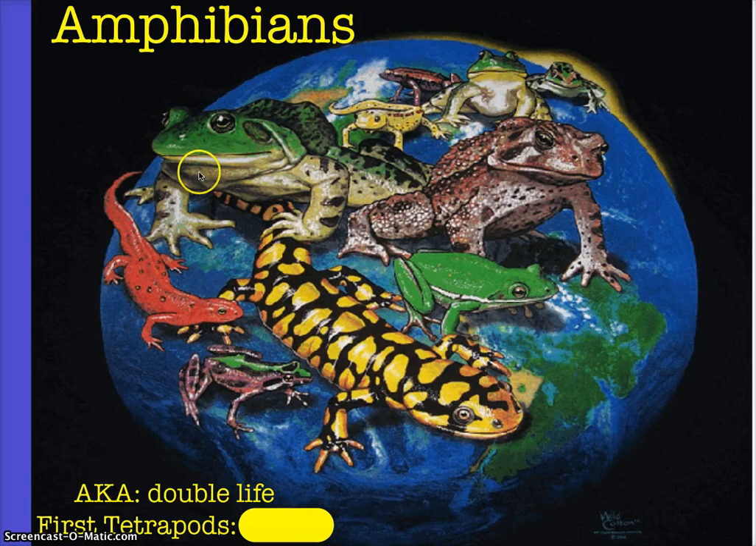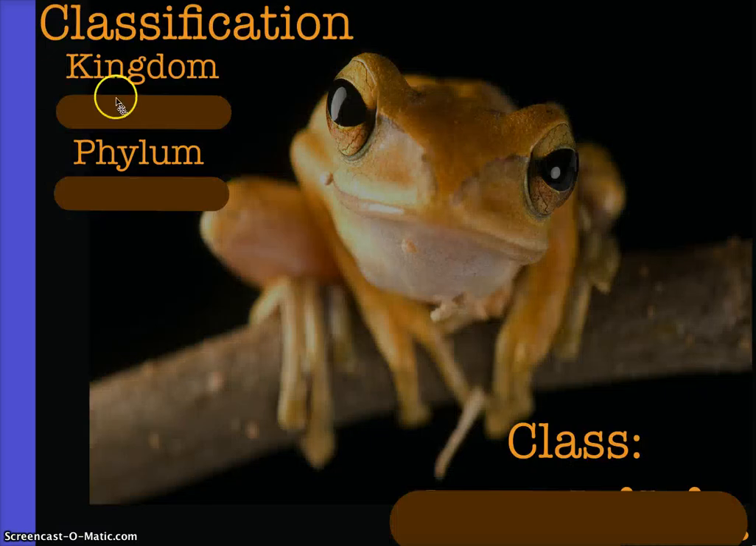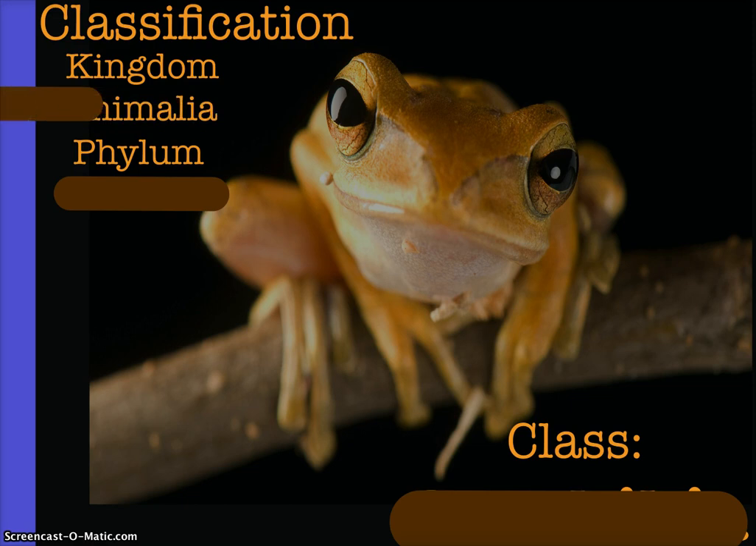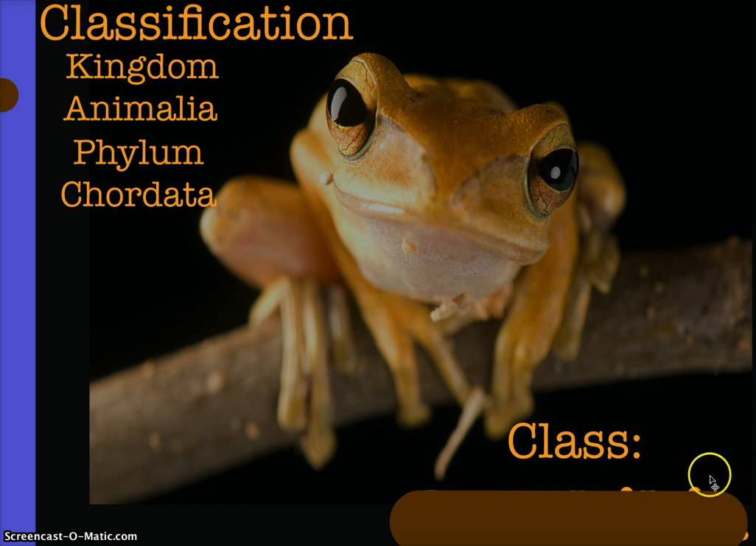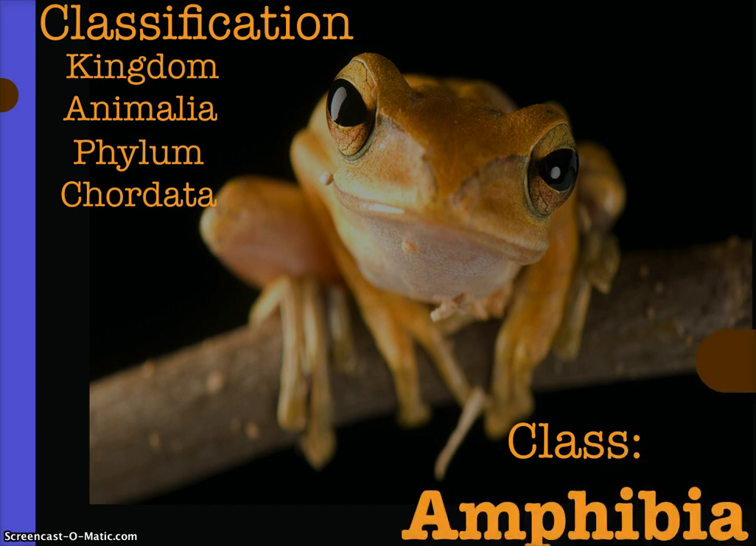So our next class is amphibians. So I'm going to jump to this slide because this should be first. Kingdom what? Animalia. Phylum. Chordata. Class. Amphibians. Thank you.